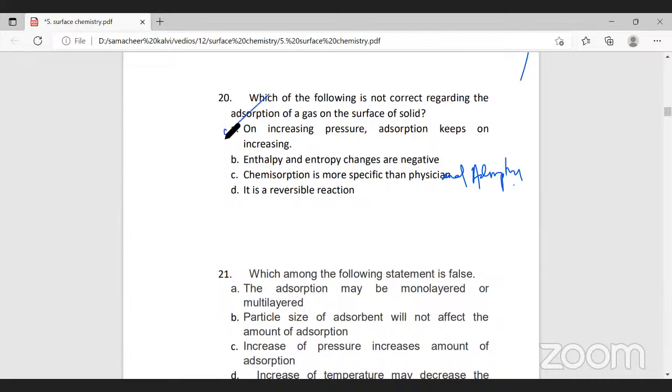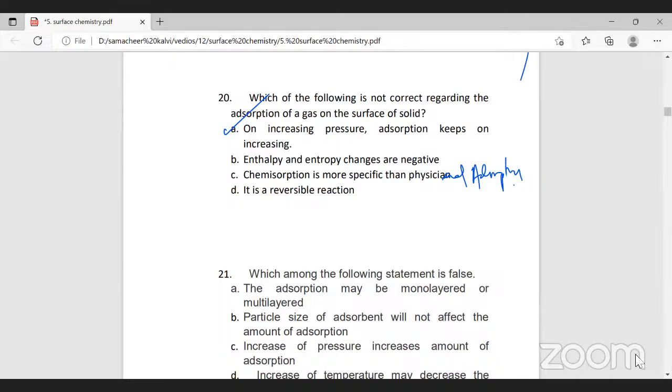On increasing pressure, adsorption keeps on increasing. It doesn't keep on increasing. Initially, it keeps on increasing, and after that, it becomes constant, at equilibrium pressure. When it approaches equilibrium pressure, adsorption becomes constant.